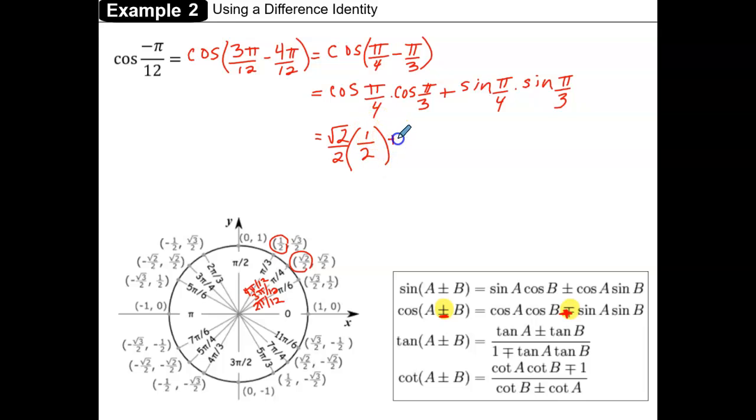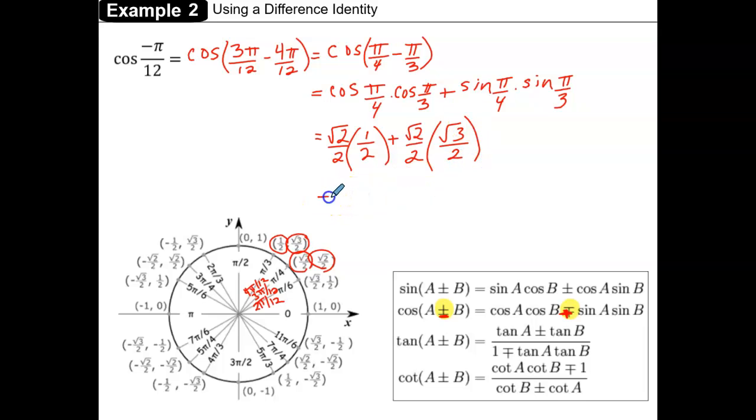Then we add, and the sine of pi over 4 is asking for the y-coordinate at pi over 4. That's the square root of 2 over 2. And that's times the sine of pi over 3, which is the y-coordinate at pi over 3, root 3 over 2.